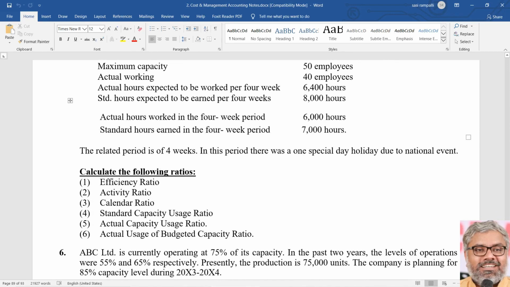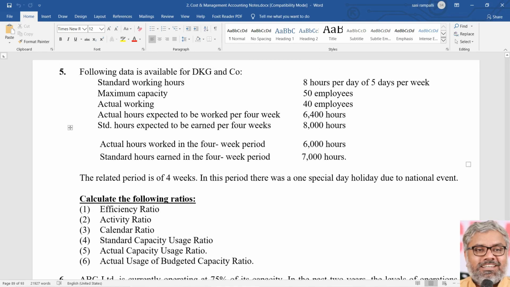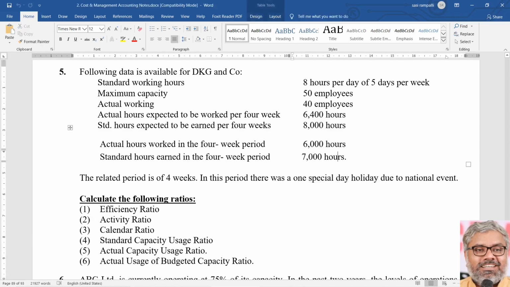In this period, there was only one special holiday due to a national event. So what was planned was a different number of days from what actually happened, because there was a special holiday. Whatever it is, we don't care. That is one more point to be noted for calculating particularly the calendar ratio. All that we are required to do here is substitute in the formula and get the answer. Let us solve them one by one.